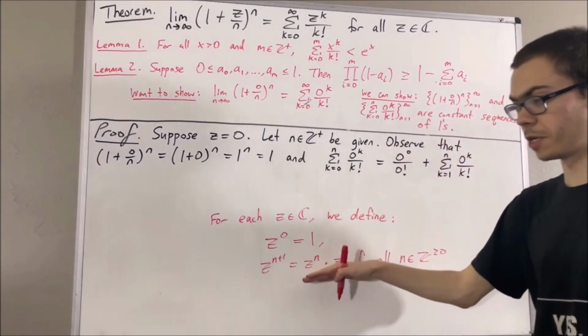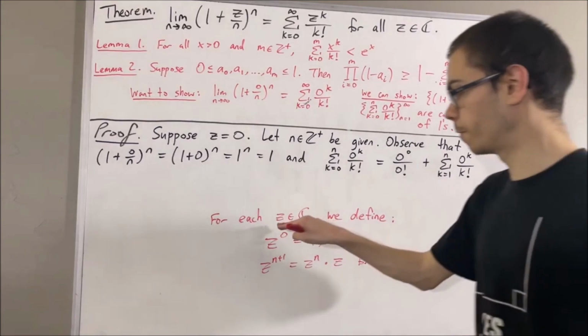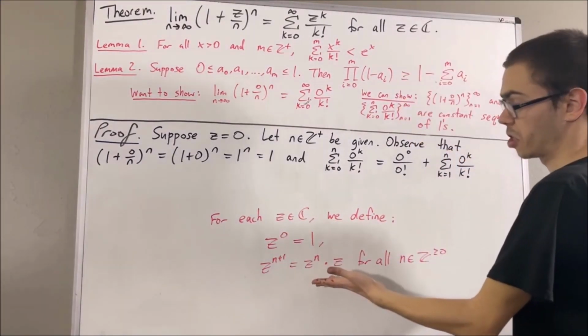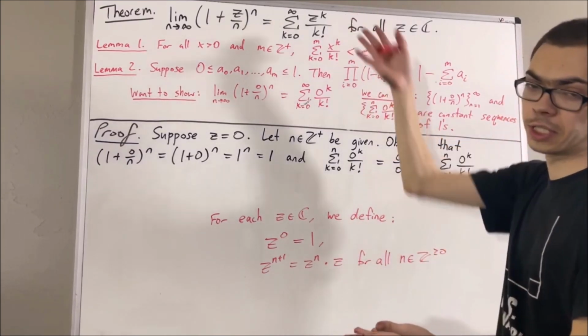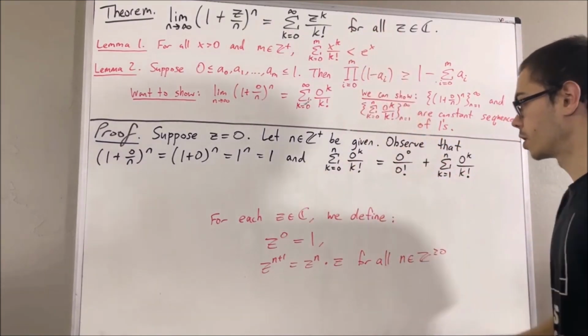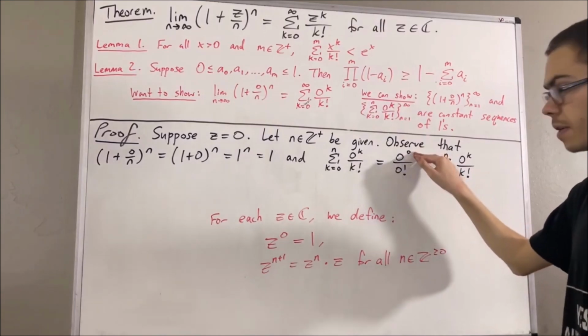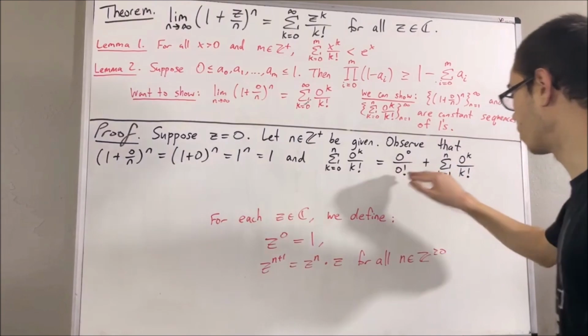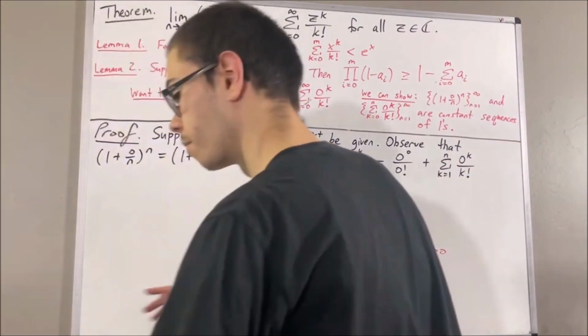We're working with this definition, right? So in particular, if we take z to be 0, we define 0 to the power of 0 to be 1. This definition is often used when we're working with power series. So in this case, 0 to the power of 0 is 1, divided by 0 factorial, that's still 1, so we have 1 plus this sum.